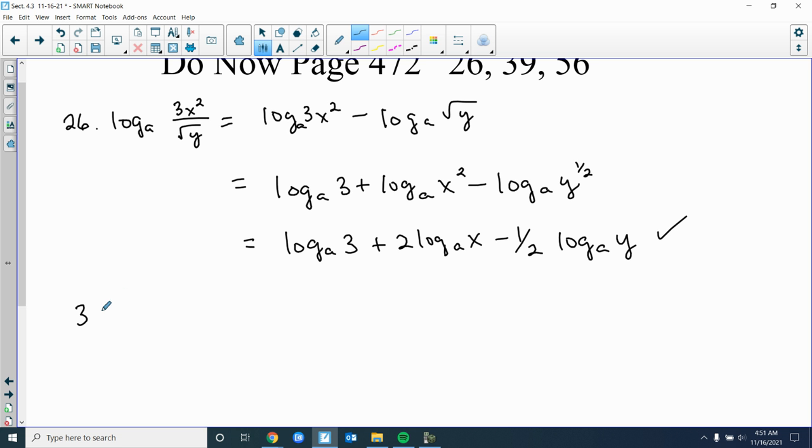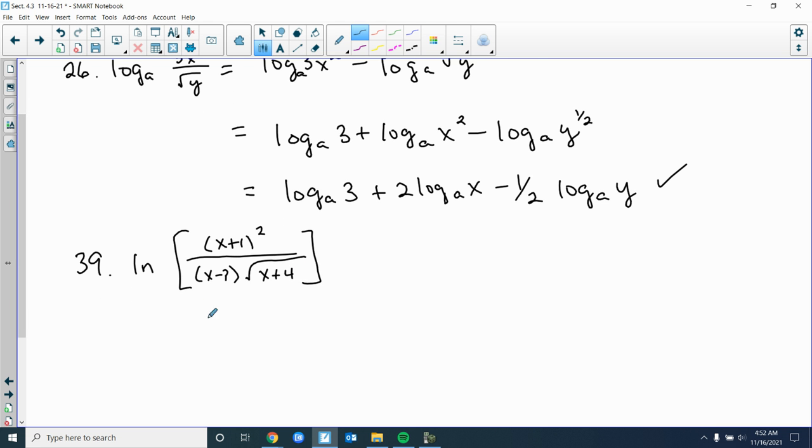Okay, number 39. All right, 39. When you look at that one, some of these can be quite messy. So we get the natural log of the quantity x plus 1 squared over x minus 3 times the square root of x plus 4. Okay, so we've got a lot going on here. We have to write this one also in expanded form.